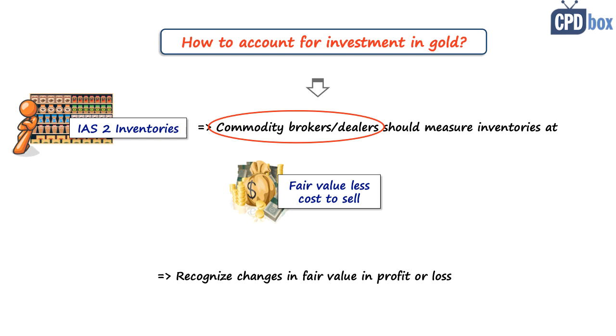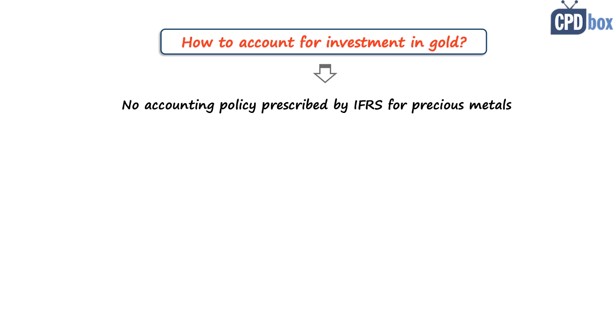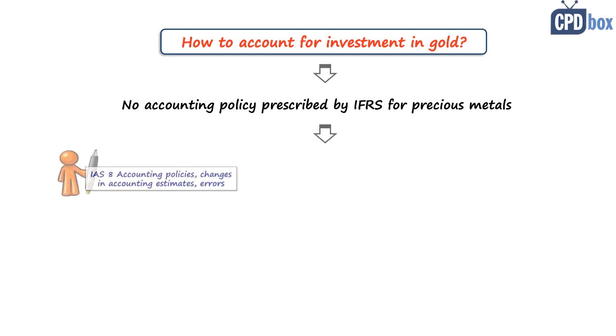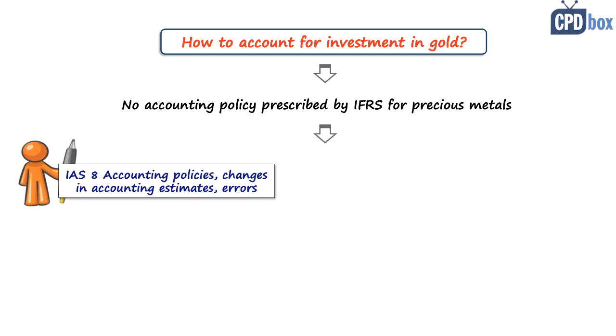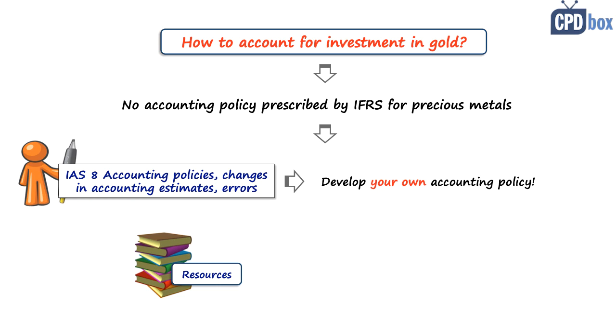Well, as we have just found out, there is no accounting policy prescribed by IFRS to deal with gold or precious metals as value storage, right? So therefore, we should develop our own accounting policy. This is what IAS 8 says. If there is no IFRS that specifically applies to the transaction in question, you should develop your own accounting policy. And IAS 8 says that you should refer to certain resources when making your own policy. So you're not going to make it out of thin air, right?